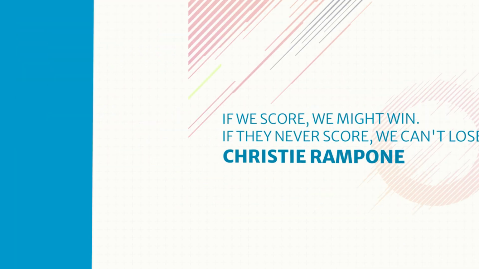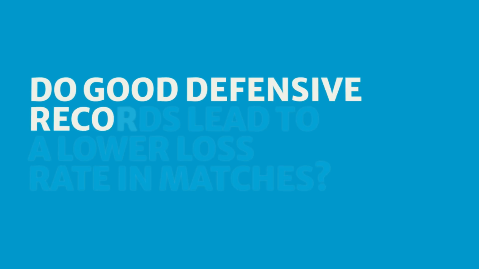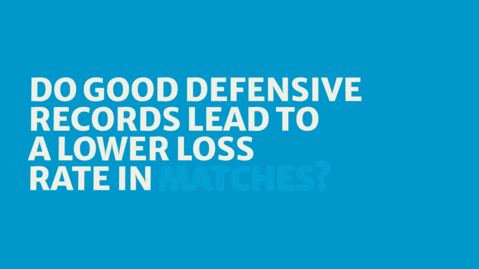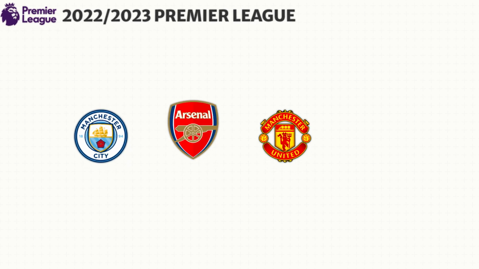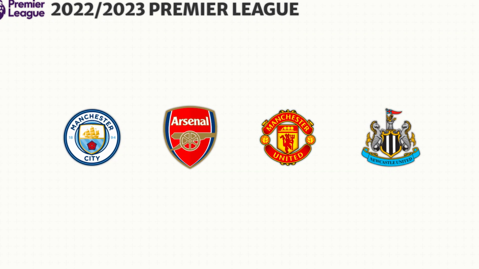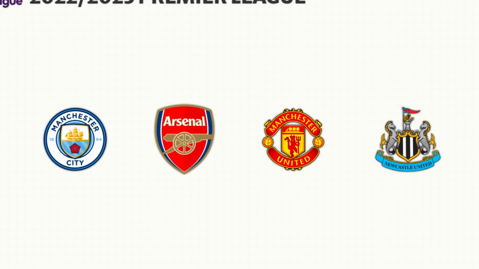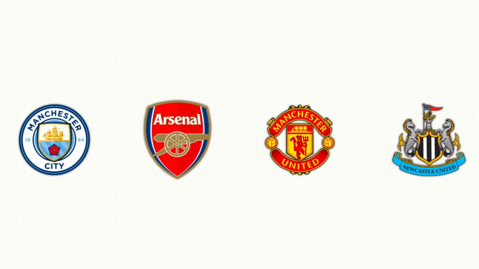Let's put it to the test and ask ourselves, do good defensive records indeed lead to a lower loss rate in matches? Let's kick things off by delving into the data for the 2022-23 English Premier League football season, focusing on the top 4 teams. To tackle this question head on, we must decipher what truly constitutes a remarkable defensive record. A sensible starting point could be to examine the average goals conceded per game throughout the season.